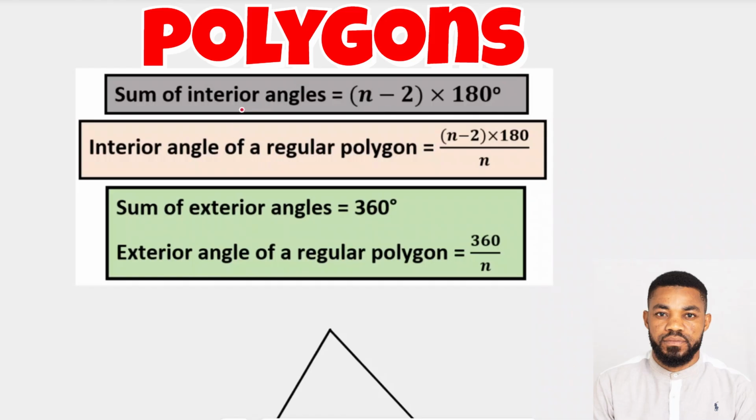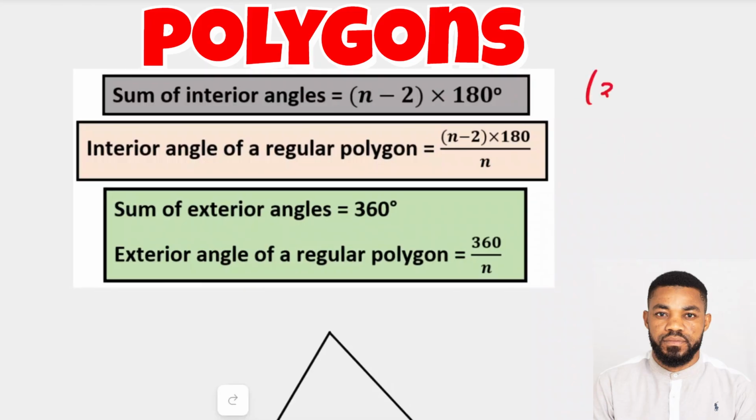Now let's begin. The sum of the interior angles of any polygon has this formula: n minus 2 times 180 degrees. So n here represents the number of sides of that particular polygon. When a polygon is a triangle, it's going to have 3 sides. So in that case, the sum is going to be 3 minus 2 times 180 degrees. And 3 minus 2 is going to be 1. So 1 times 180 will give us 180 degrees. So the sum of the interior angles of a triangle is 180 degrees.